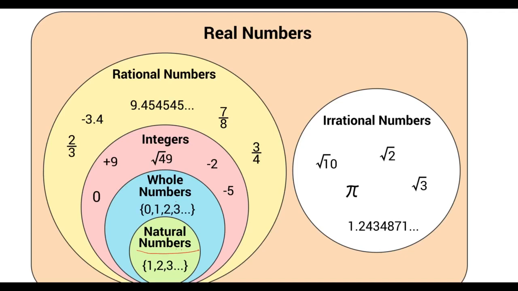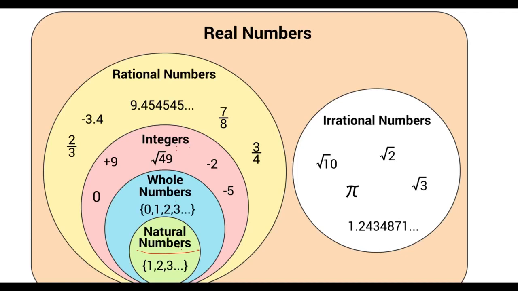Then integers. All the negative numbers, 0 and all the positive numbers are known as integers. Natural numbers and whole numbers are included in the integers. Then rational numbers. Natural numbers, whole numbers and integers are all included in the rational numbers.